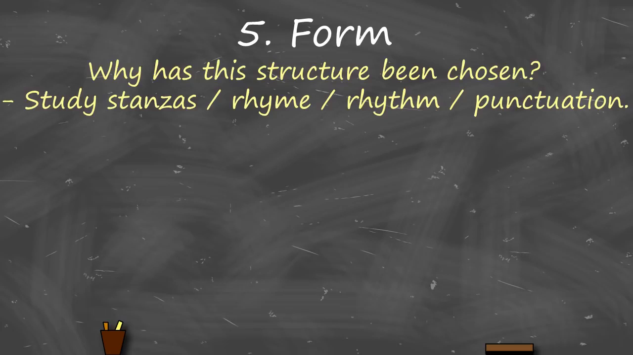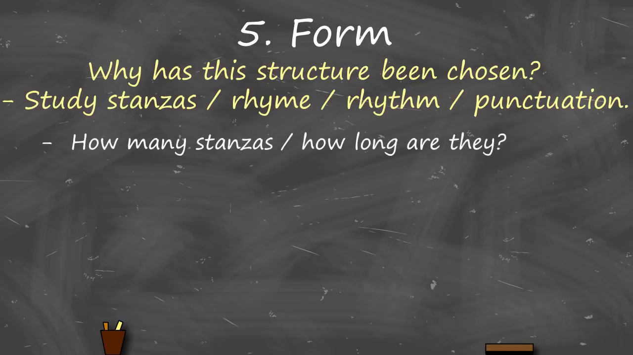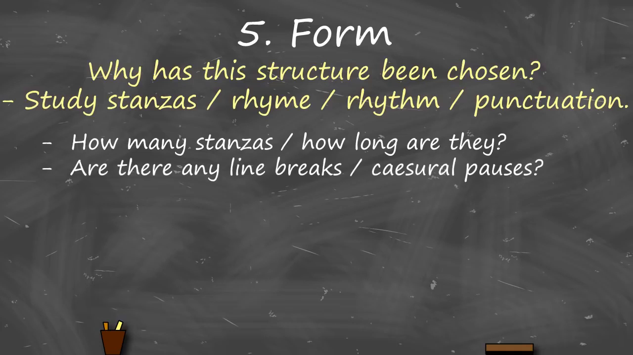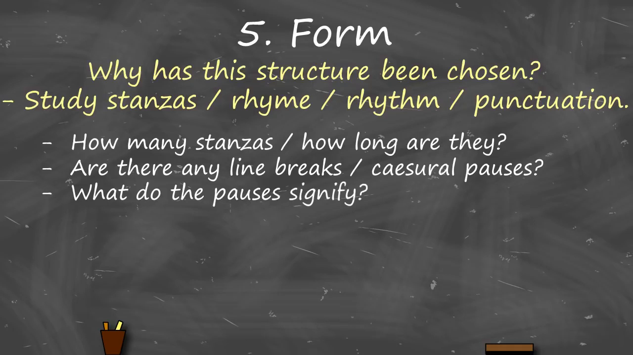Step 5. Form. Poems are set out in a number of different ways. Identify why the poet has chosen this structure. Study the stanzas, rhyme, rhythm, and punctuation. How many stanzas are there and how long are they? Are there any line breaks or caesural pauses? What do the pauses signify?